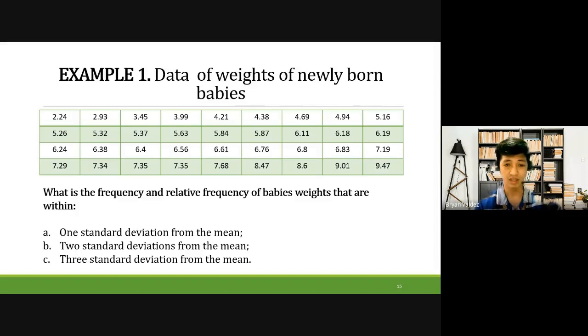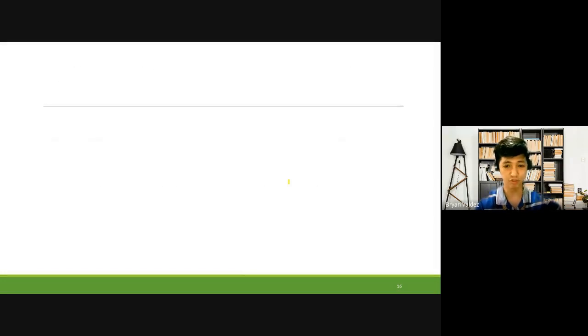So, kailangan nating sagutin what is the frequency and relative frequency of babies' weights that are within letter A, 1 standard deviation from the mean. So, 2 standard deviations from the mean. Then, 3 standard deviation from the mean. So, we are going to represent this data using the normal curve. So, yun yung ating gagawin. So, how do we do that?